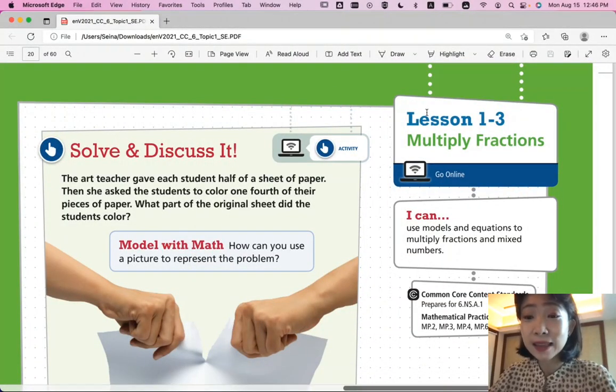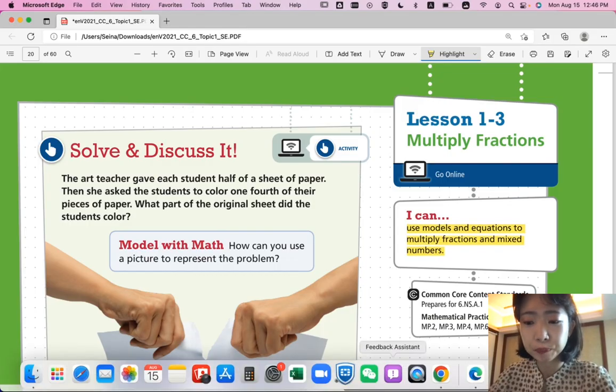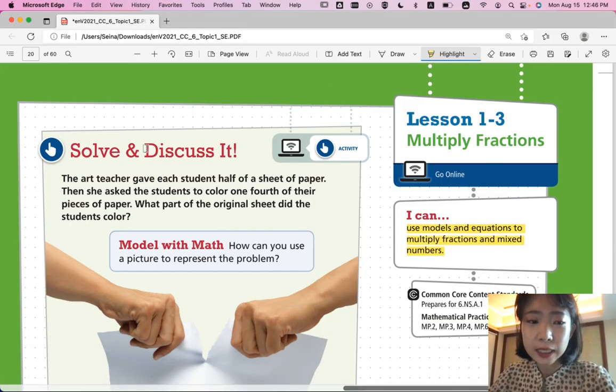Hi guys, this is Math 6, Lesson 1-3, Multiply Fractions. In this lesson, we'll be able to use models and equations to multiply fractions and mixed numbers. Let's look at Solve and Discuss It.